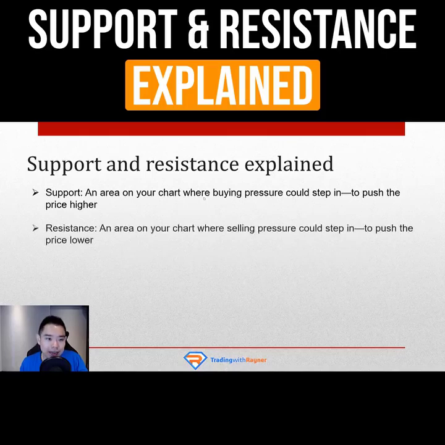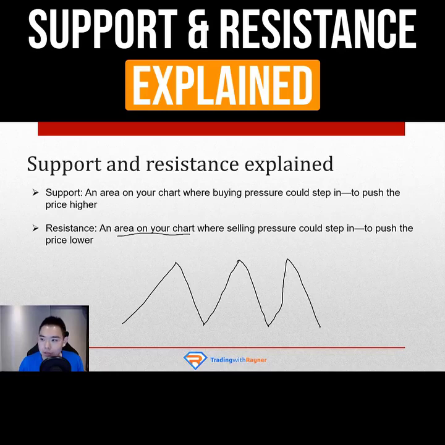On the opposite end of things, we have resistance. This is an area on your chart where selling pressure could come in and push the price lower. It looks like this: price goes up higher, faces selling pressure, comes down lower. It tries to break out above the highs, faces selling pressure, comes down lower. It retests a third time, faces selling pressure, comes down lower. So at this point, we can say that this is an area of resistance on the chart.